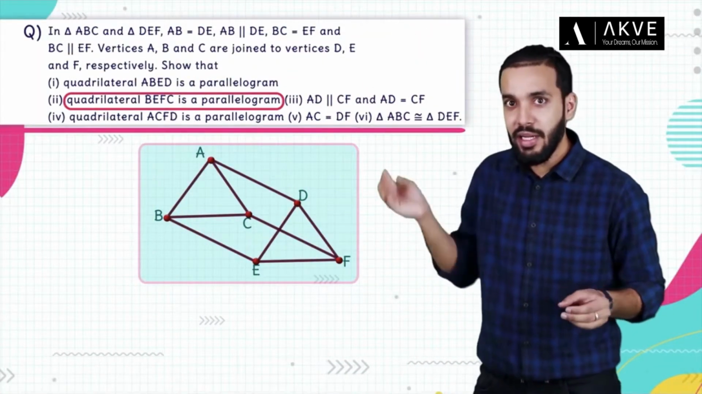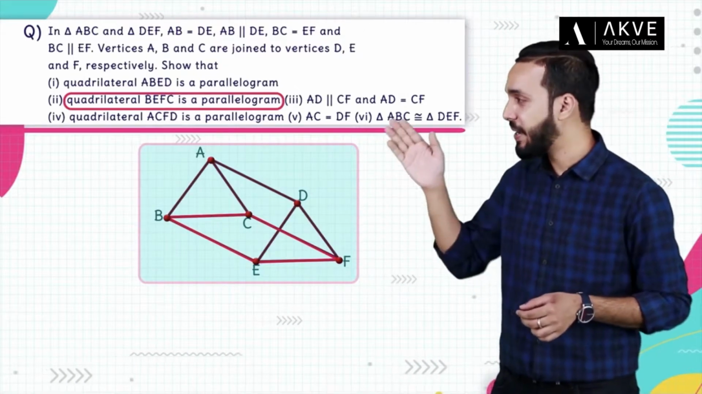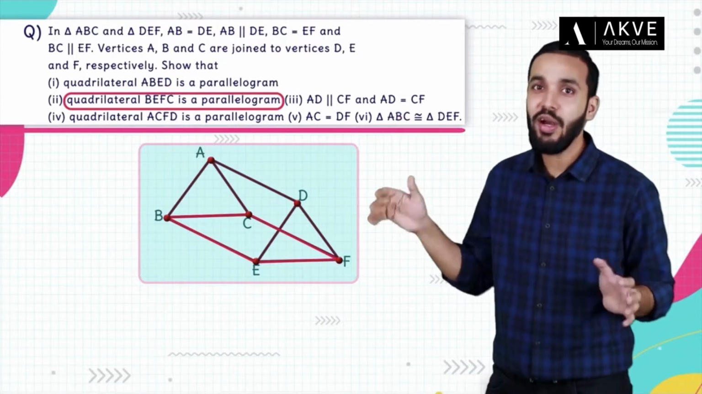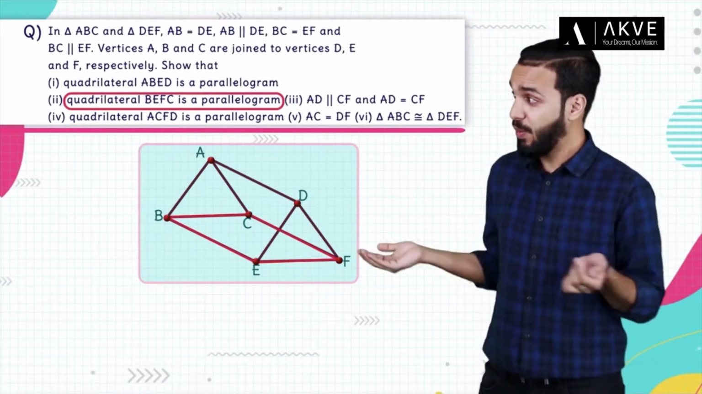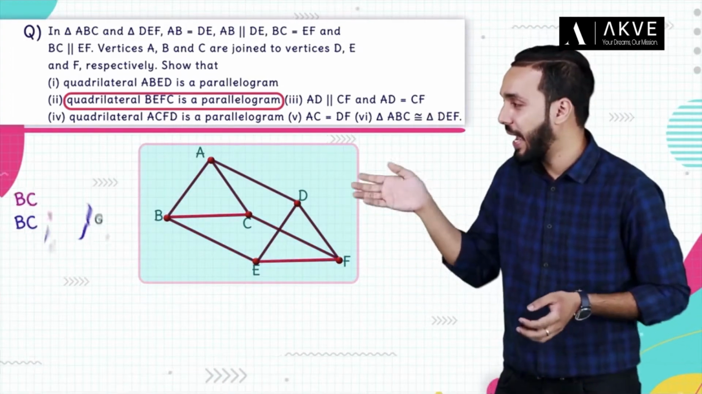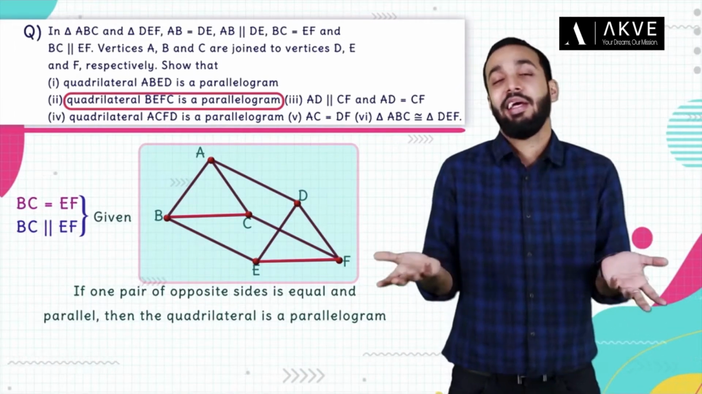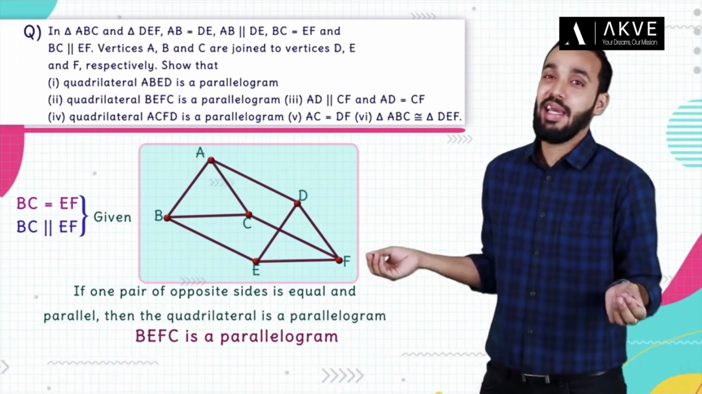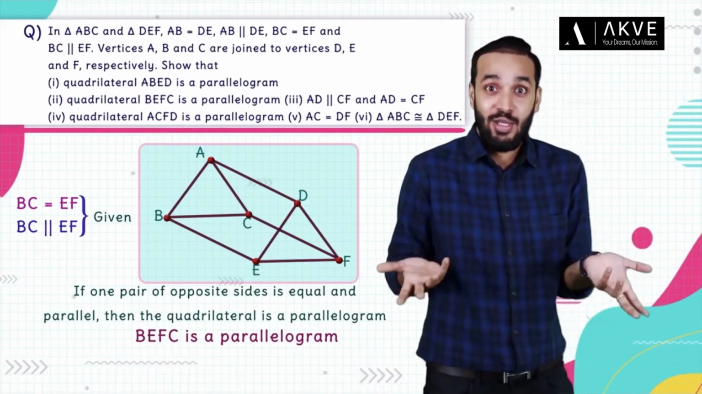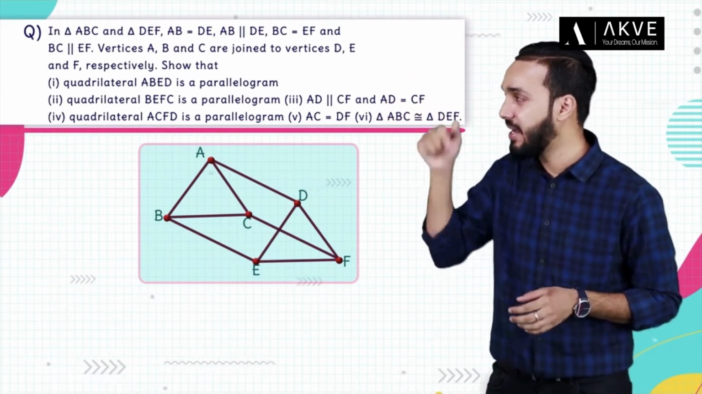The second requirement asks us to prove that BEFC is a parallelogram. Here too, it's already given that opposite sides BC and EF are equal and parallel. One pair of opposite sides is equal and parallel. So, BEFC is a parallelogram. So far, so good. Now comes the fun part, the third requirement.